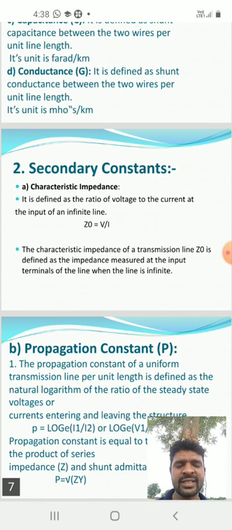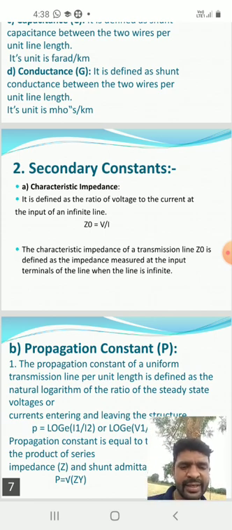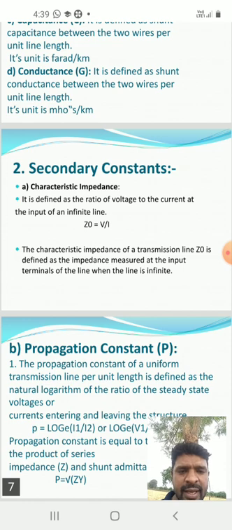First, characteristic impedance. It is defined as the ratio of voltage to the current at the input of an infinite line. That means it is the impedance. Impedance means the ratio of voltage to the current at the input of an infinite line. So Z0 equals V by I, voltage by current, is called characteristic impedance.